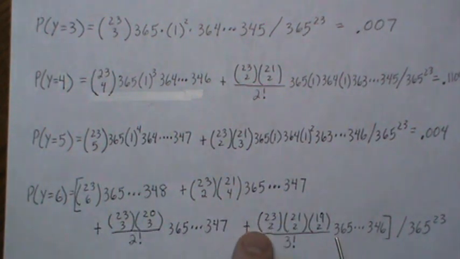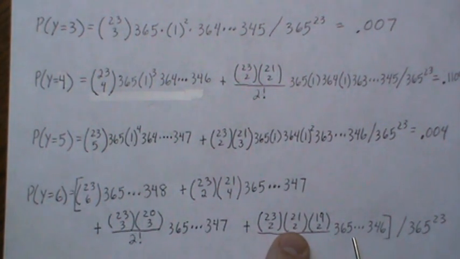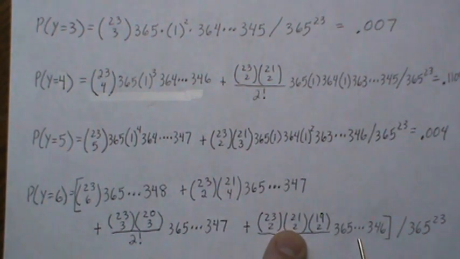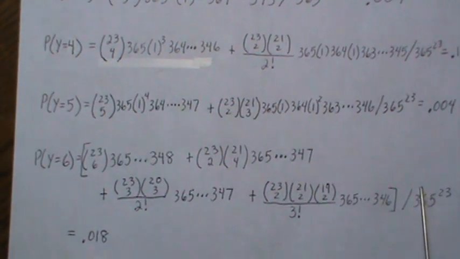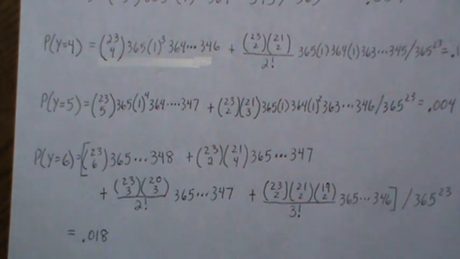Now, the first person here has 365. The next one has 1. 364 ways for the third person. The fourth person has 1 way because it has to match. And then you just keep going down. And this probability is 18. Now, the next 2, I only have 2 left.